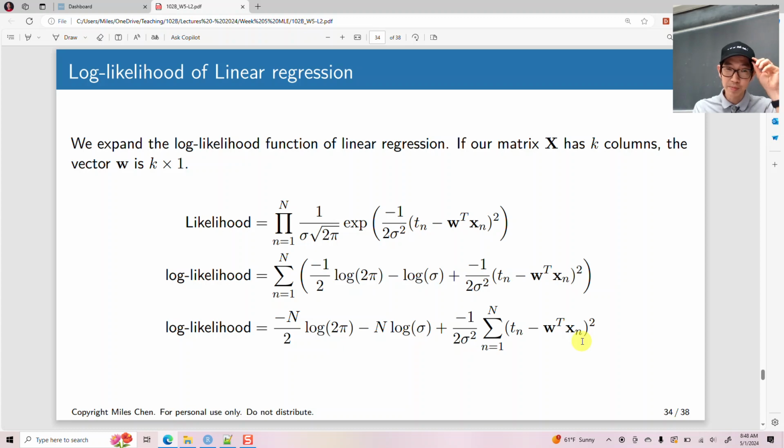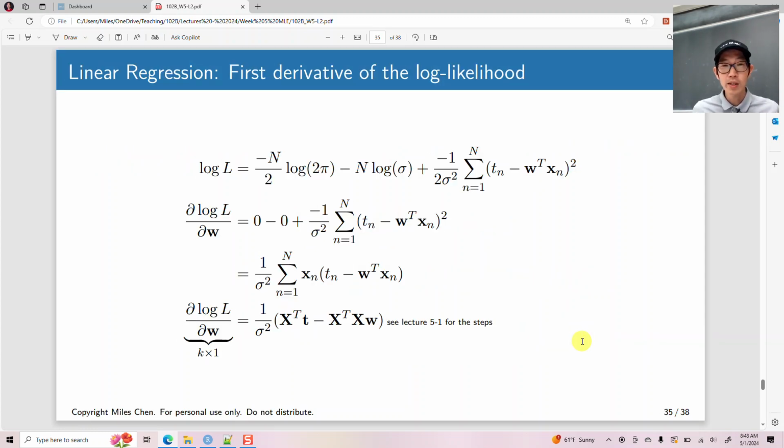So the first derivative of the log likelihood gives me this. It is a length k vector. If we just have a slope and intercept, I've got a length 2 vector, and right now that's going to be 1 over sigma squared x transpose t minus x transpose xw. I think I've already shown you the steps on how to do this in Monday's lecture.